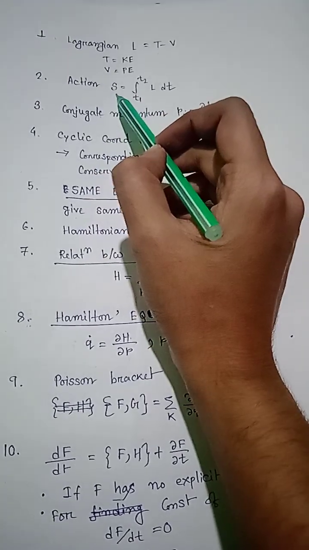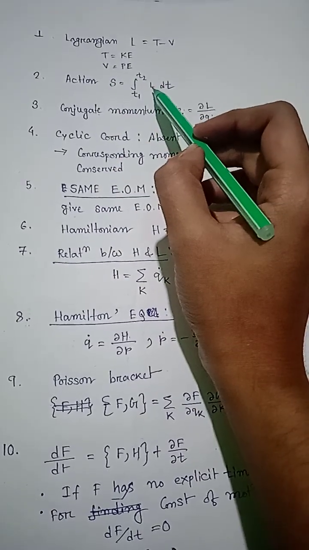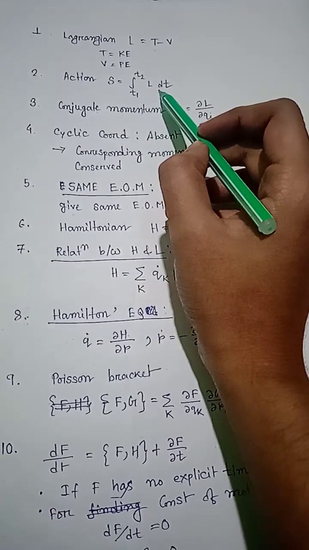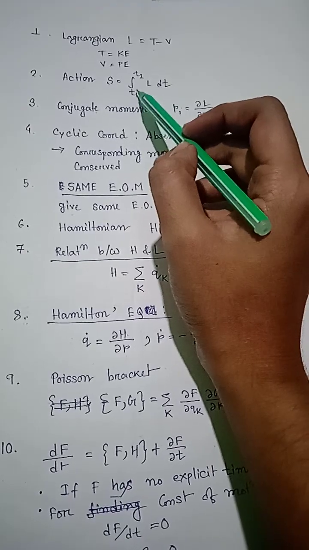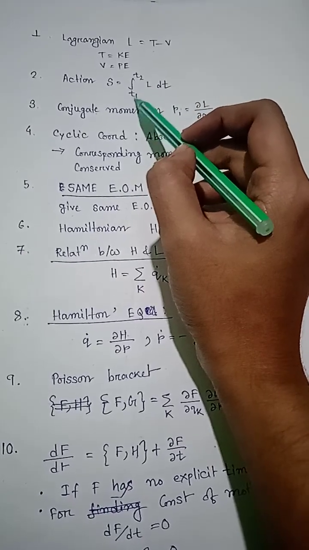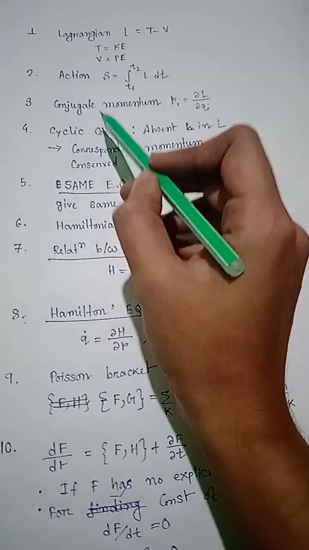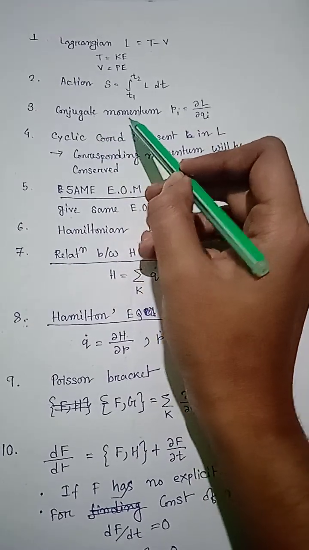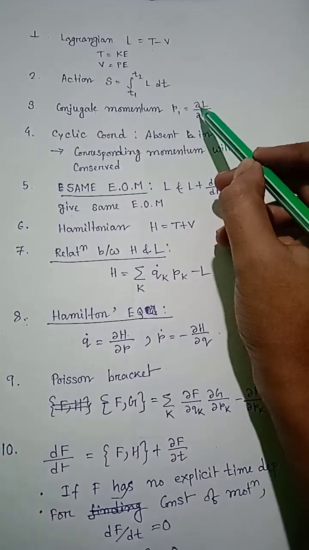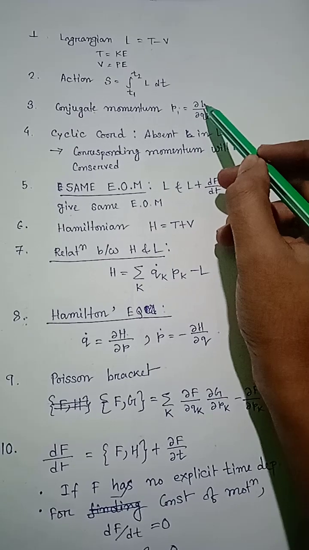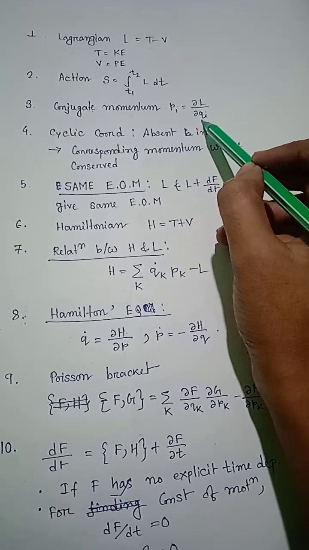Action. Action is the integration of the Lagrangian with respect to time having limit t1 to t2. Conjugate momentum. It is defined as derivative of Lagrangian with respect to the coordinate.